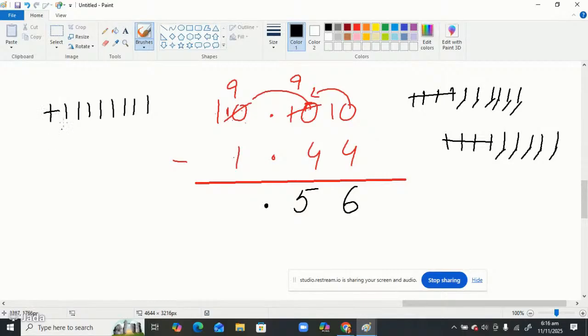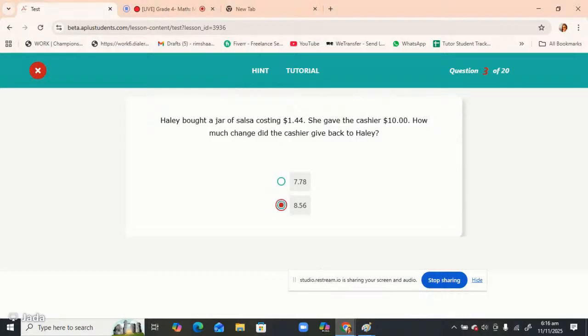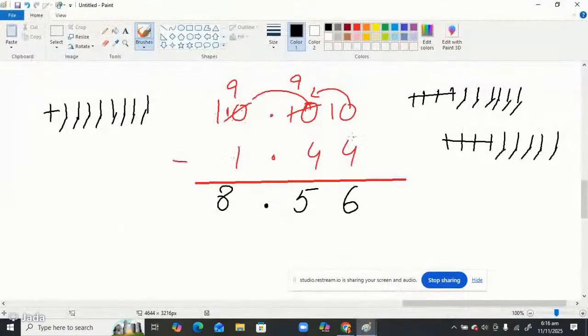So 1 is left. How many remaining? 1, 2, 3, 4, 5, 6, 7 and 8. So this is 8.56. Let's go with it. It's not 8.66 here. When you are going to subtract it from this one, 9 out of 4, so this is 5. Okay, look, 9 lines we are going to draw. Take away 4 lines, 5 is left. Okay.